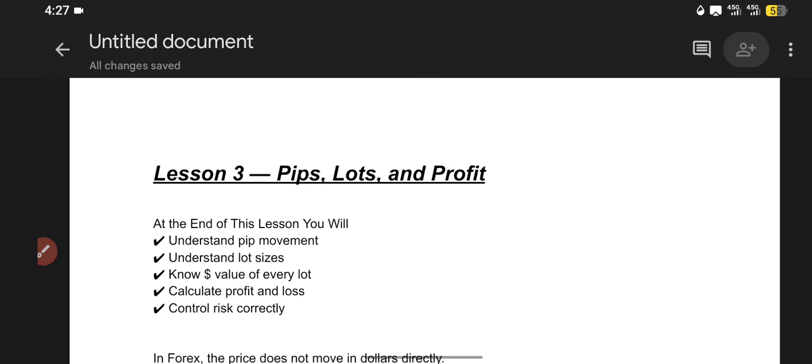Guys, today we are on the third lesson of the trading program. Today we are going to be talking about pips, lot size, and profit, so that before you enter a trade, you already know what is happening.